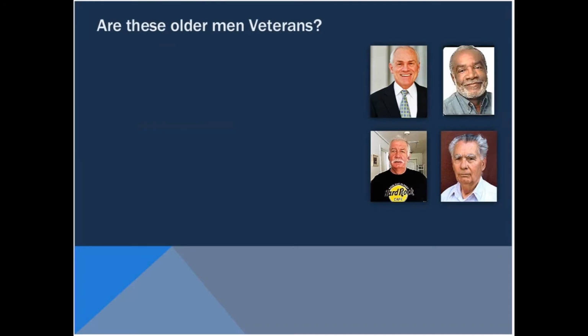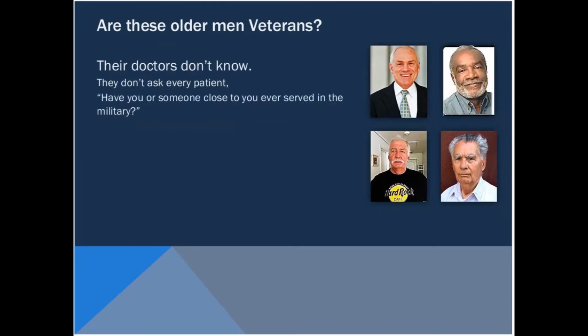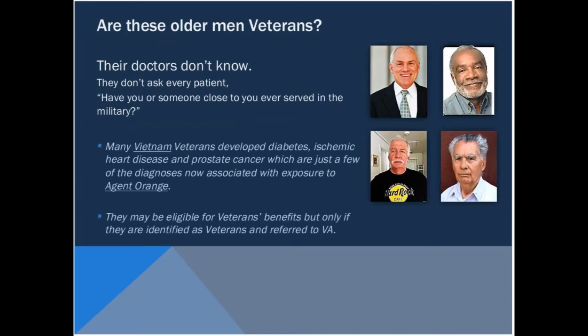When you look at these older men, you don't know if they're veterans unless you ask them. And many of them develop diabetes, ischemic heart disease, and prostate cancer, which are just a few of the diagnoses now associated with exposure to Agent Orange. They may also have been eligible for veterans benefits, but only if they're identified as veterans and referred to the VA.